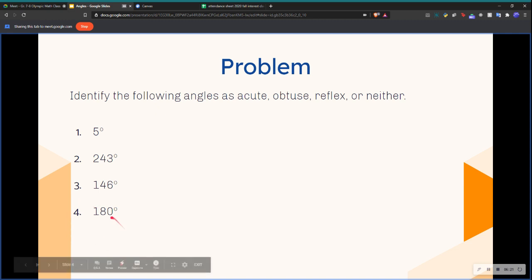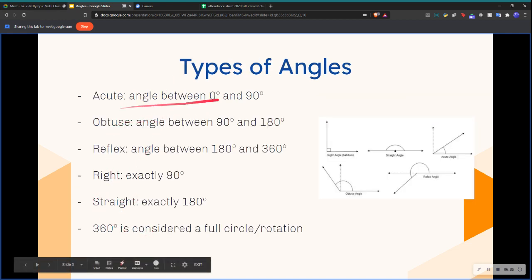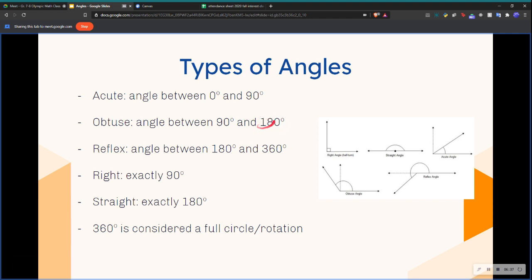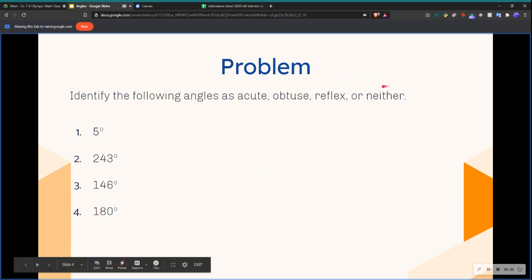Okay, let's go back. Question 4. So 180 degrees. How would you classify that? Yeah, neither. It's just a straight angle, right? So it can't be obtuse. You can't have exactly 180 degrees for obtuse. You also can't have exactly 180 degrees for reflex. So we just refer to it as a straight angle, or you can call it neither as the final answer.